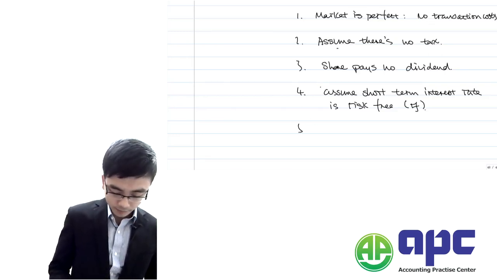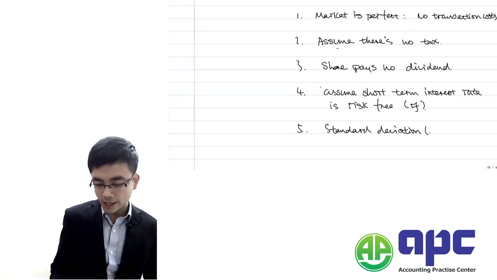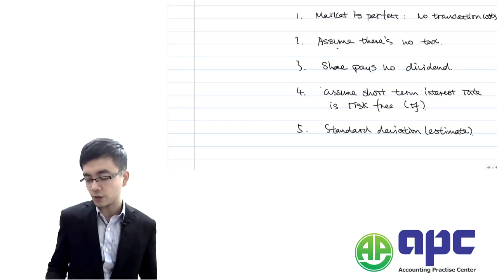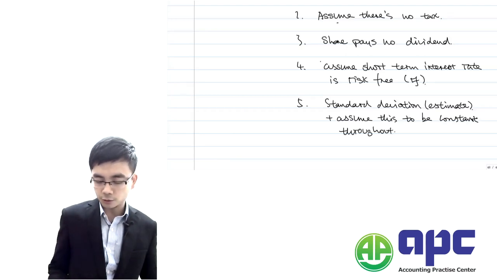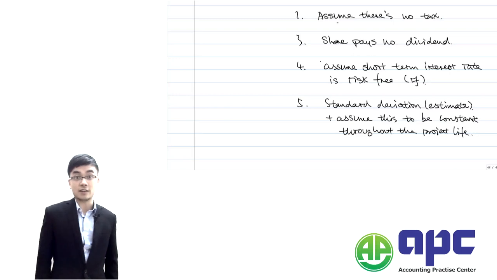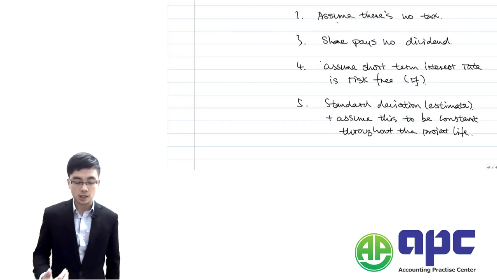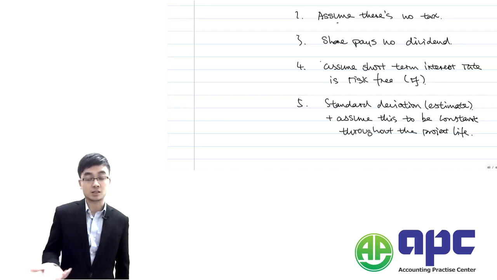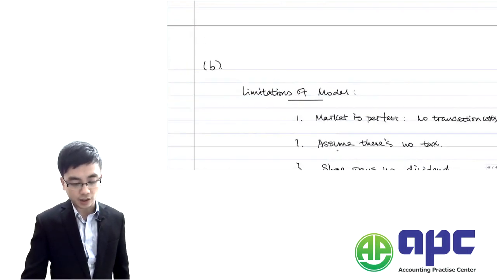And when using a standard deviation, it is just an estimate, first of all, based upon the past information of your cash flows. And also we assume this to be constant throughout the project life. But is the standard deviation constant throughout the life of a project? Perhaps the answer is no, because cash flows will change in each and every year, for example. We assume that the standard deviation will be the same in each and every year of the project, but perhaps this would not be correct. Okay, so that's the limitation of this model.